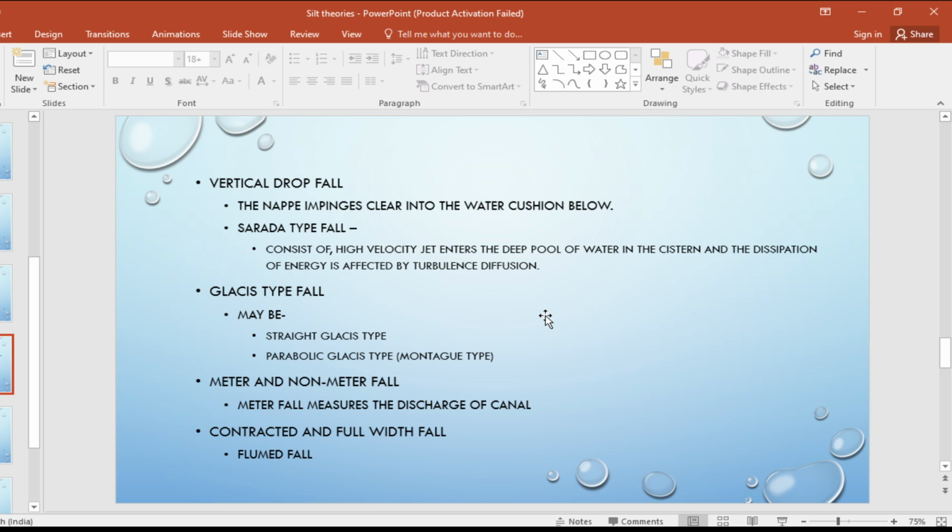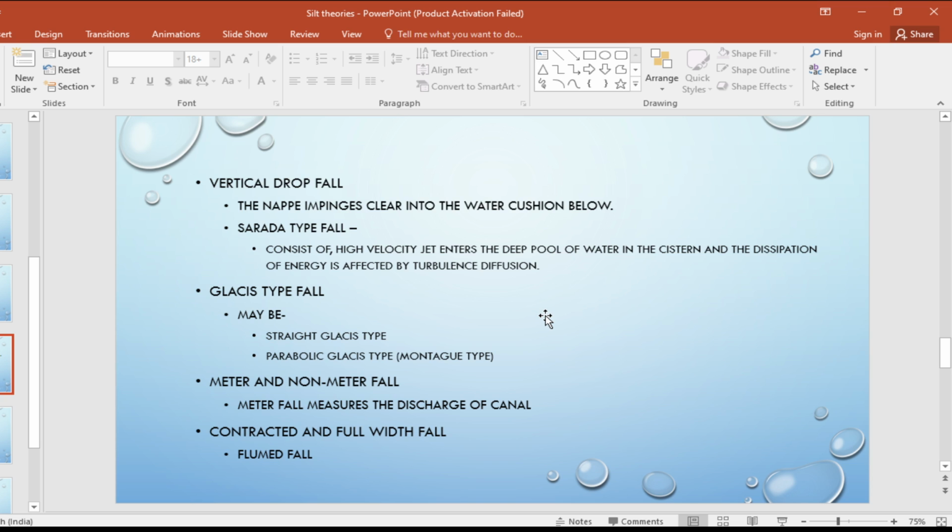Now, secondly, meter and non-meter fall. Meter falls are those which also measure the discharge of the canal, and non-meter falls are those which do not measure the discharge of the canal. For a fall to act as a meter, it must have a broad weir type crest so that the discharge coefficient is constant under the variable head.